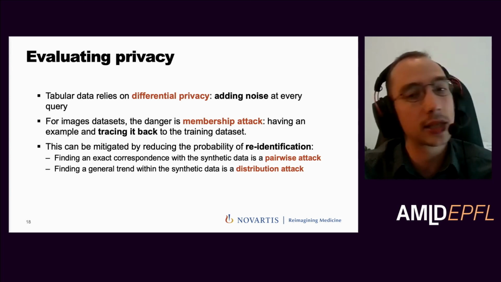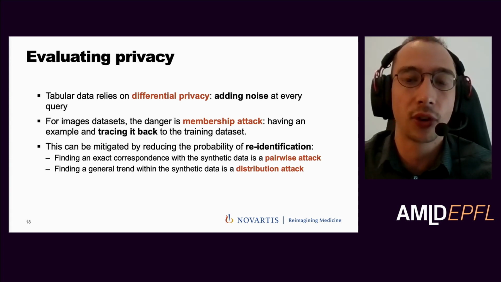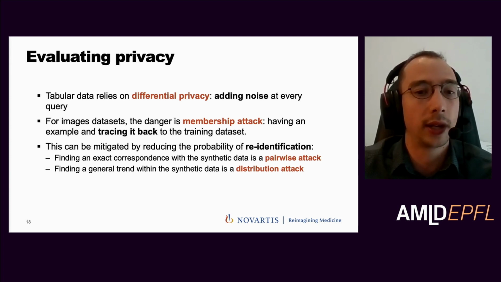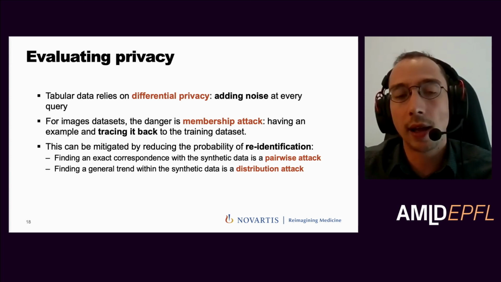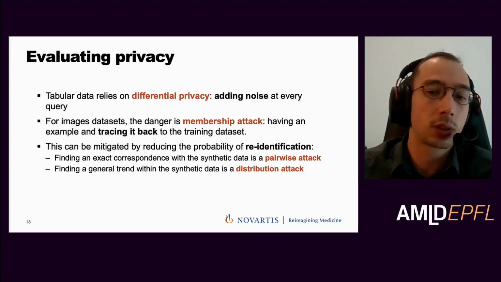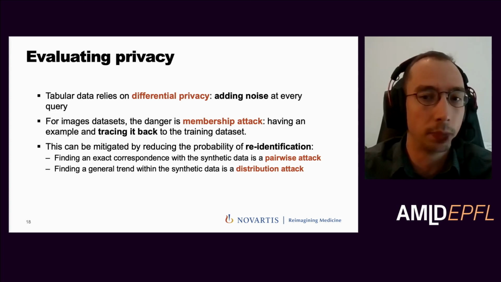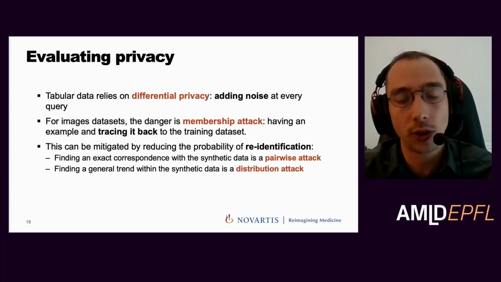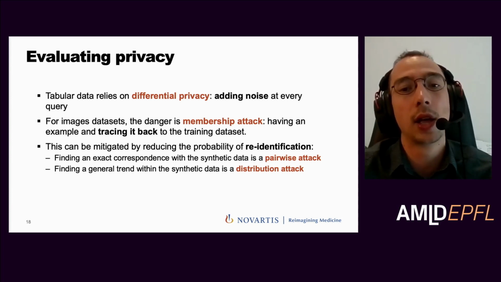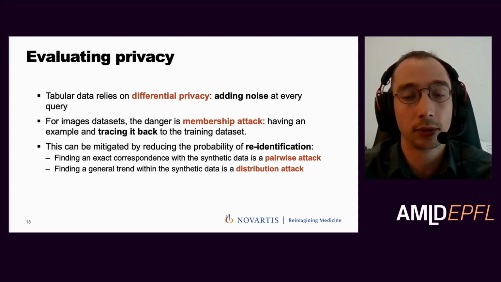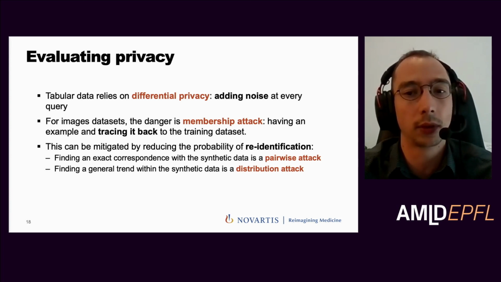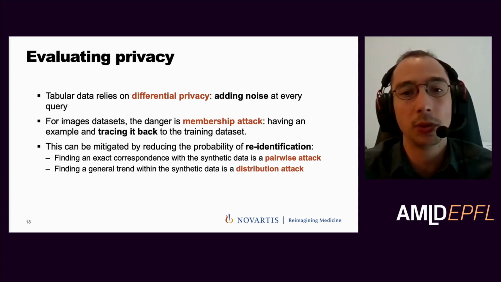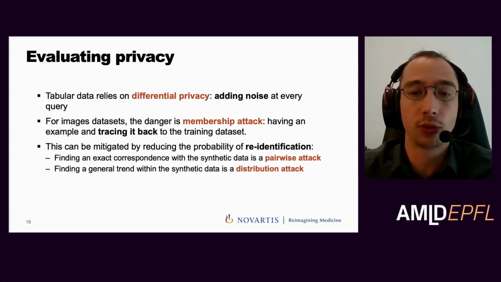But for images, it's not as easy as just applying differential privacy, mostly because of databases and the way people actually train models. So for our case, we just focus on one type of attack, which is called membership attack, and making sure that it's not possible to trace back training images to the training set, only using synthetic data, obviously. This is done by reducing and mitigating the probability of re-identification.